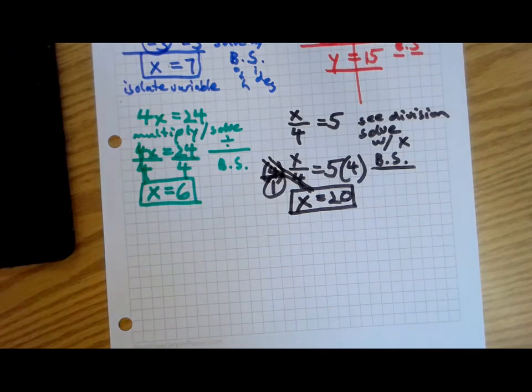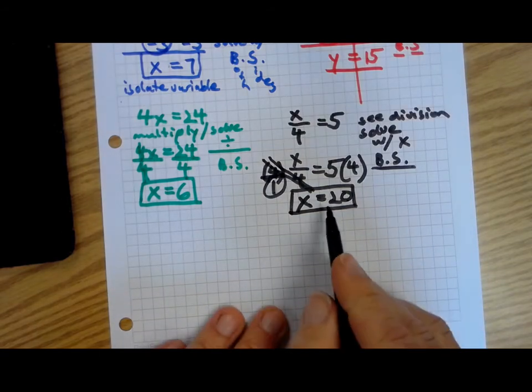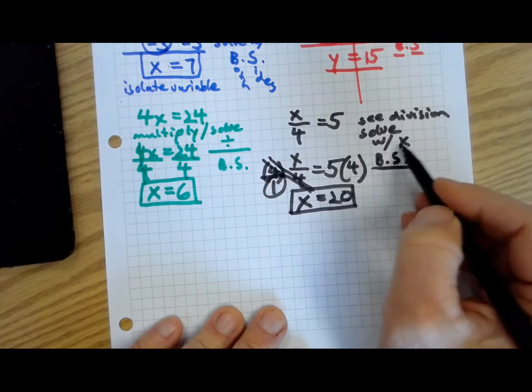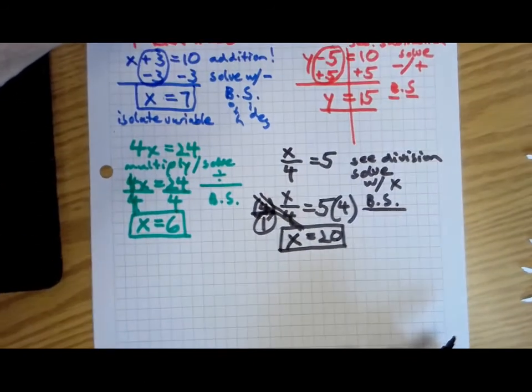In a separate video, we learned how to check our work. I'm just giving you a short and sweet how to solve these things. There's 4 different types. We just did the 4th one. We saw division, we solved it with multiplication.